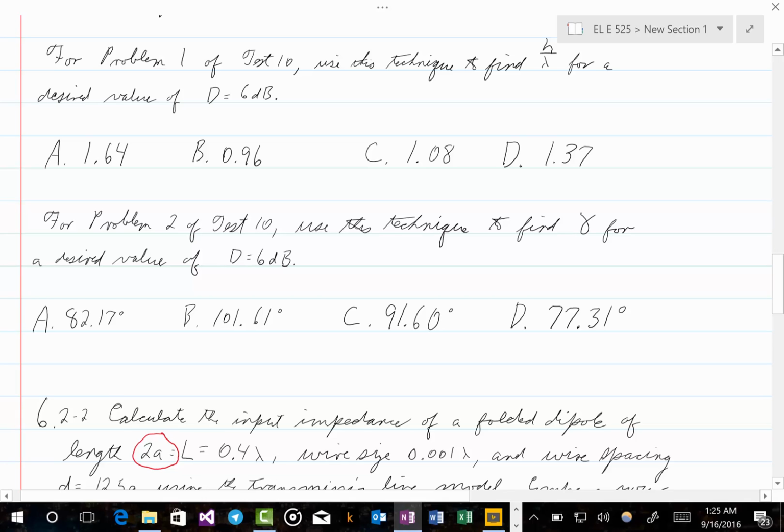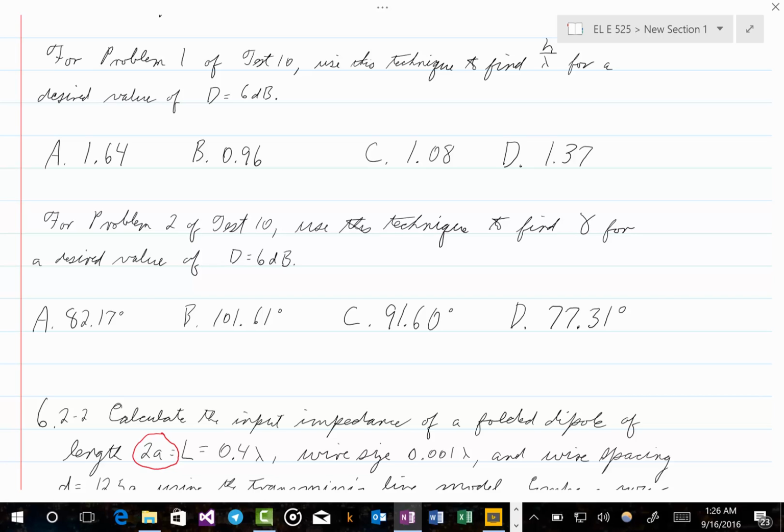Is it A, 82.17 degrees, B, 101.61 degrees, C, 91.60 degrees, or D, 77.31 degrees? So those are the first two problems of test 10, and those both deal with the V dipole.